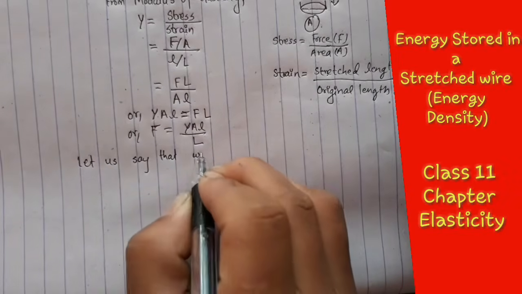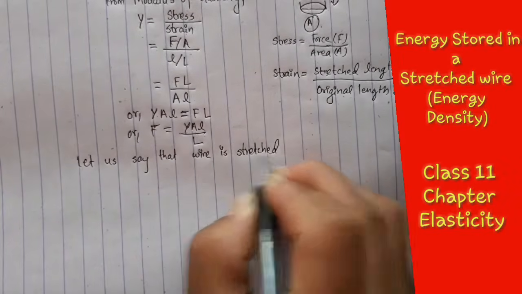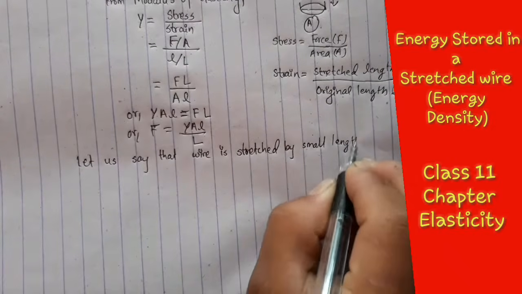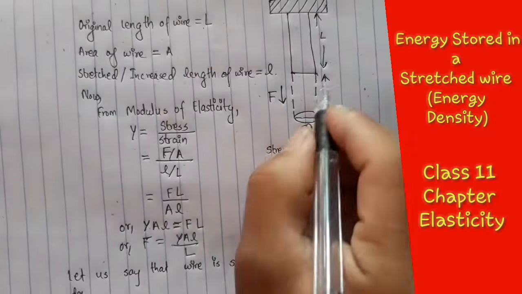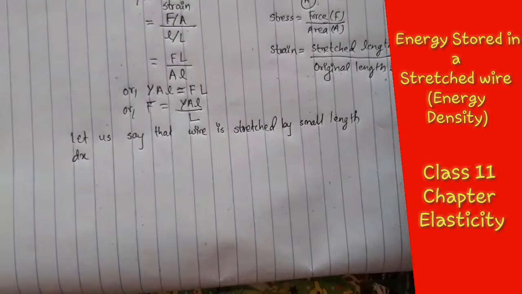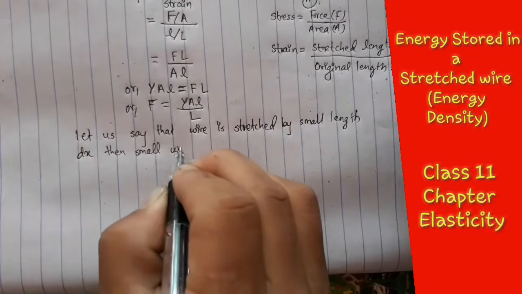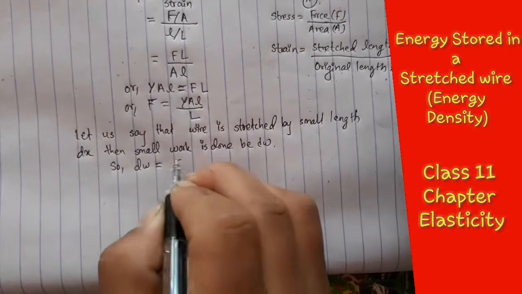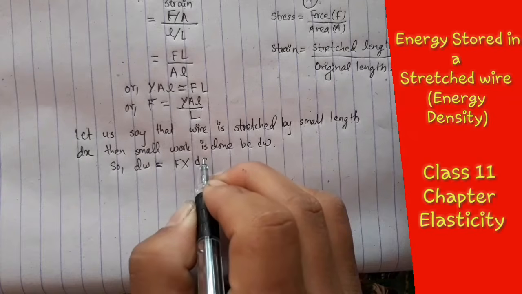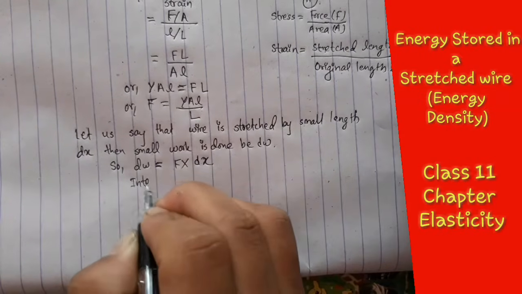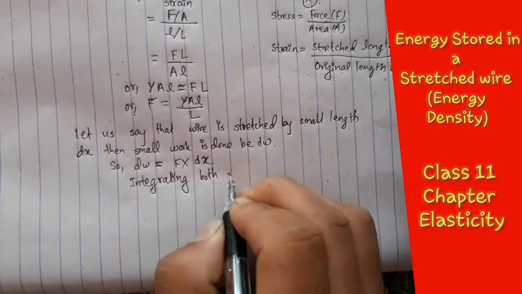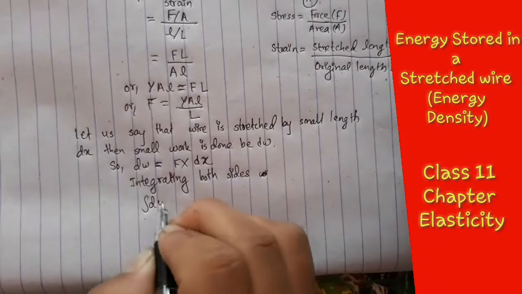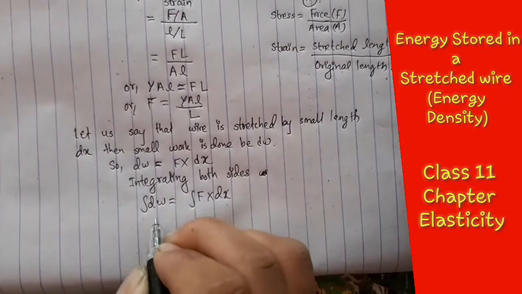Now let us say that the wire is stretched by a small length, dx, let us say the wire is increased by dl, then there must be some amount of work done, and let that work done be dW. Now we know work done is equal to force into displacement. So small work done will be F into dx. Now in order to find the total work done, we integrate both sides. We have already found the value of F is equal to YA small l by capital L.